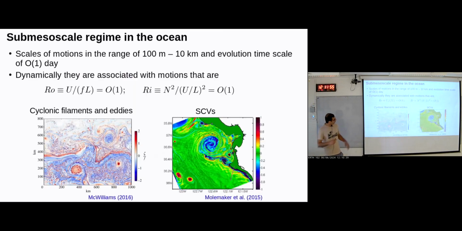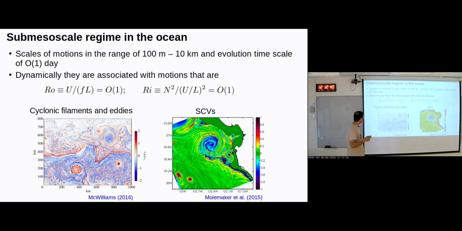A little bit more about the submesoscale regime in the ocean. As I mentioned just now, they correspond to scales of motion in the range of 100 meters to 10 kilometers, and an evolution time scale of order 1 day. Dynamically, they are associated with motion that has order 1 Rossby number, where U is a horizontal velocity scale, f is the Coriolis parameter, and L is a horizontal length scale, as well as order 1 Richardson number, where N is the buoyancy frequency here. So this means that the flow inertia is not negligible at these scales.